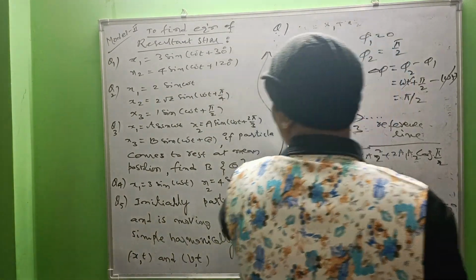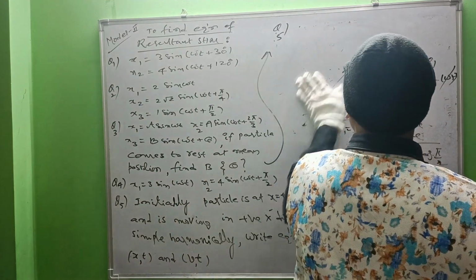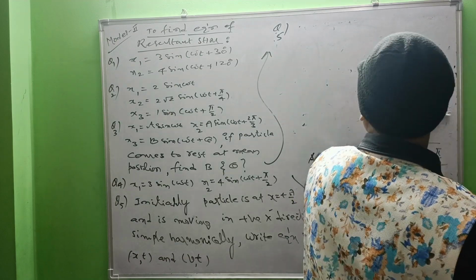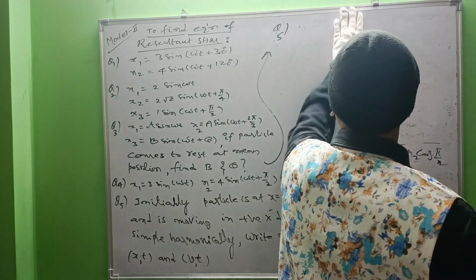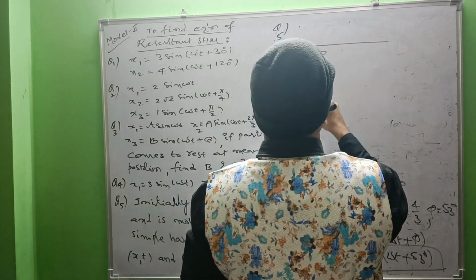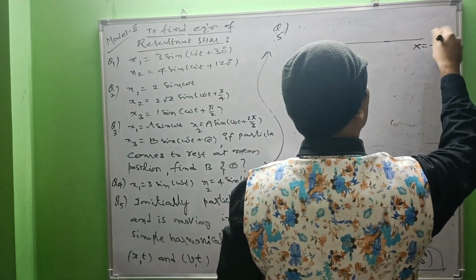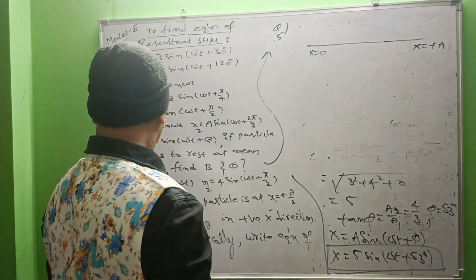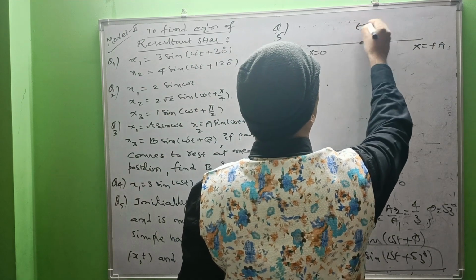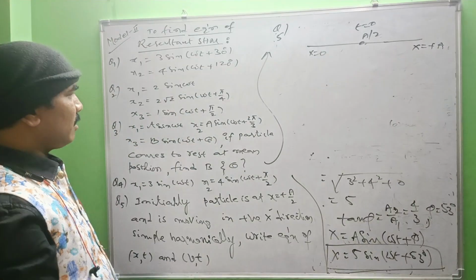So question number 5. What is the initial position of the particle here? That is plus a by 2. See, this is x equal to 0, the mean position. This is x equal to plus a, the right extreme position. At t equal to 0, what is the position of the particle? A by 2. The particle is at plus a by 2, right?